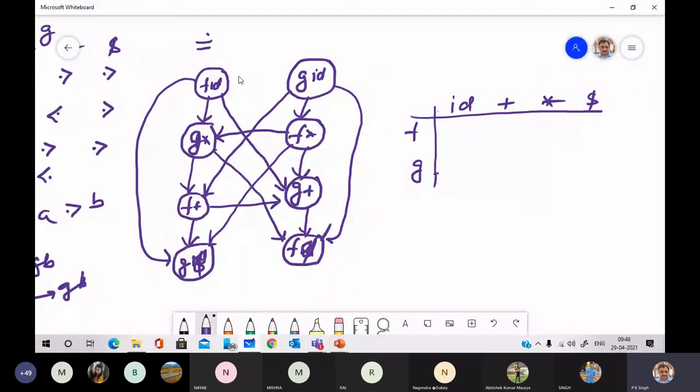Okay. Now from each node, we compute the longest path. To compute the longest path, we start from terminal nodes. Terminal nodes means the nodes that don't have any outgoing arc. So G dollar and F dollar don't have any outgoing arc, so the path length for G dollar and F dollar is 0.